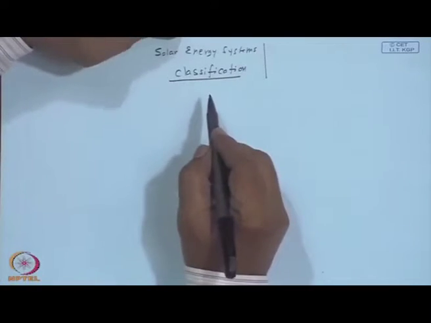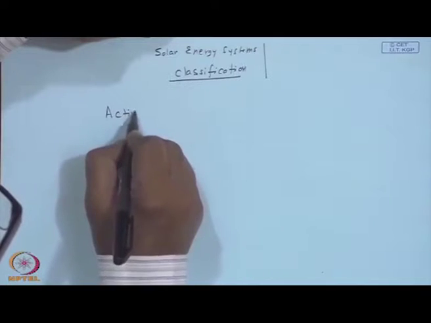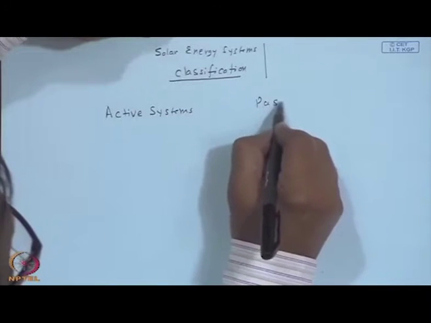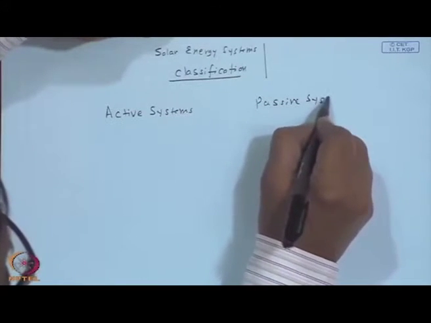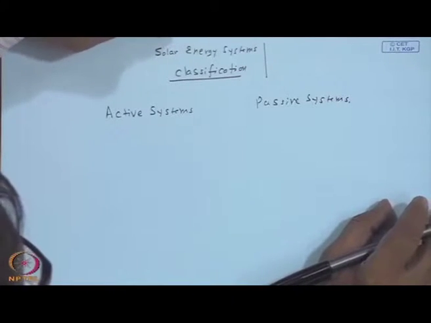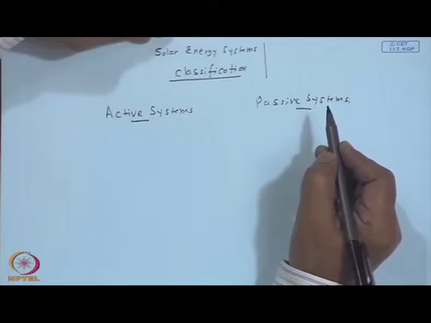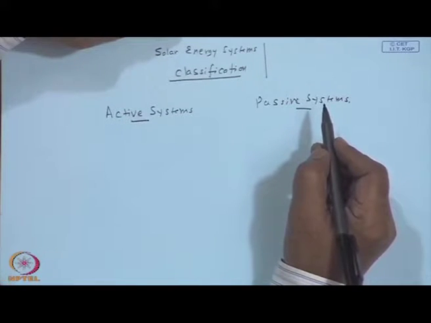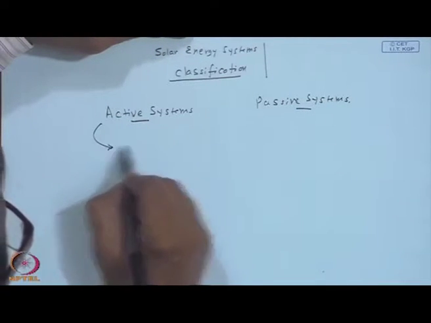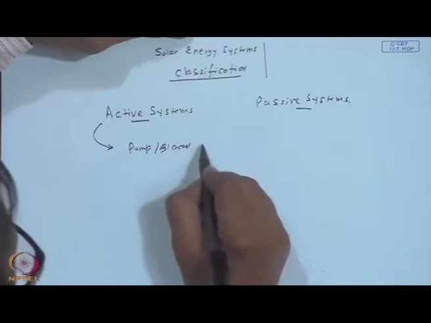However, we have two major things which we call the active systems and then passive systems. It is not exactly like you can classify a blood group 1 or blood group 2, there could be overlap, and it is a general understanding that there is no hard and fast demarcation between these two types. Generally, in active systems, you have a pump or blower circulating the fluid.